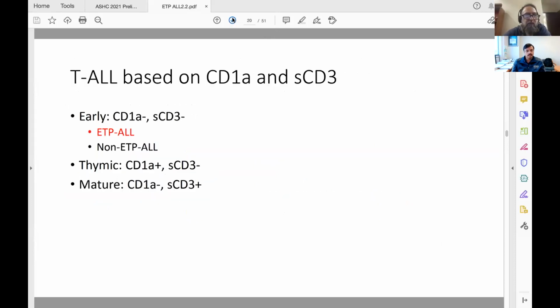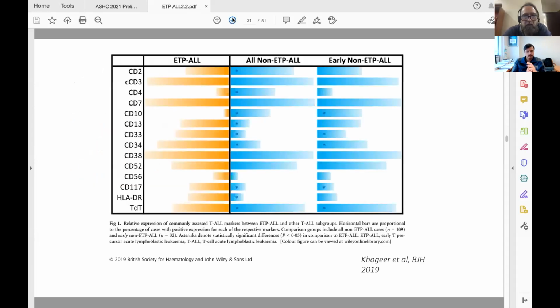Next slide. Just to revise for you, based on CD1A and surface CD3 expression, we have 3 types of T-ALL: early, thymic, and mature. This is not necessary for therapeutic purposes, but the one I have highlighted here in red, the ETP, has therapeutic implications, especially in adults. So this needs to be recognized, and it can be recognized by awareness and by a pathologist or hematopathologist who knows how to tease out the differences between a biphenotypic leukemia, a clear T-ALL, early T-ALL, as well as ETP ALL.